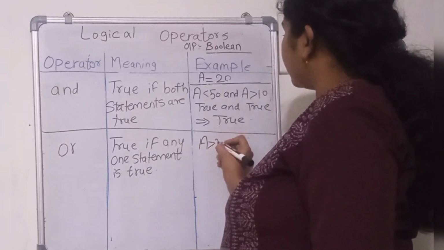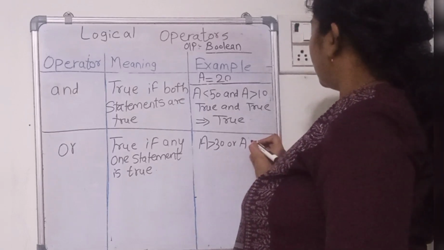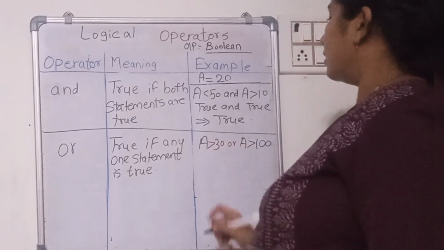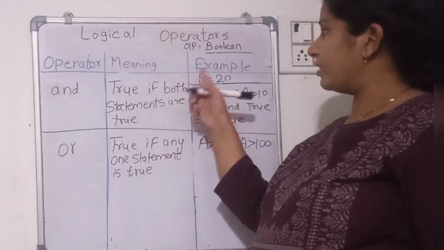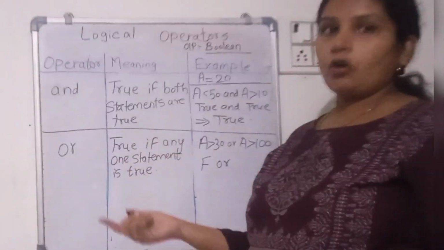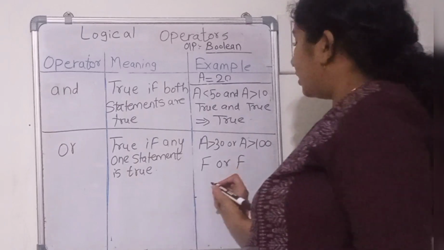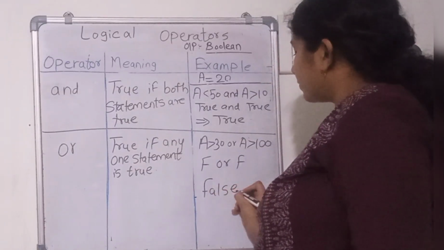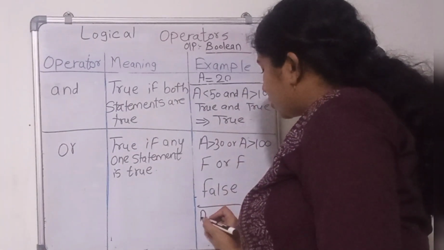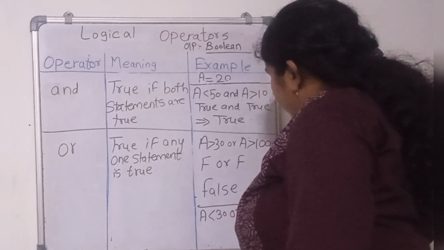Now we'll take another example. A is greater than 30 or a is greater than 100. Now here in this case, a is greater than 30 is false, A is 20. Or a is greater than 100, obviously it is also false. So when you are getting both statements as false, then only your output is false.